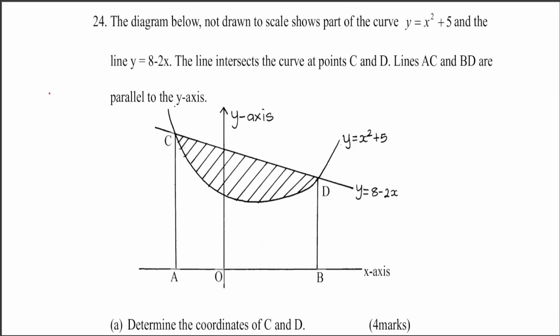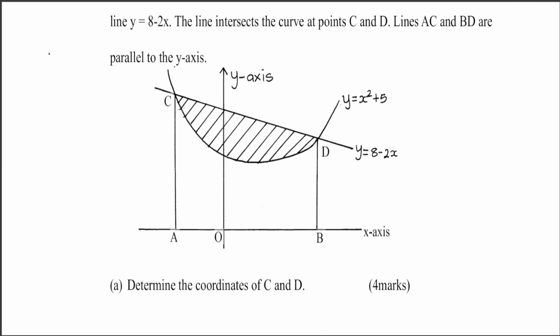Now the question is asking you that the diagram below, which is not drawn to scale, shows parts of the curve which is y equal to x squared plus 5 and the line y equal to 8 minus 2x. The line intersects the curve at points C and D. Lines AC and BD are parallel to the y-axis. Also, question A, determine the coordinates of C and D.